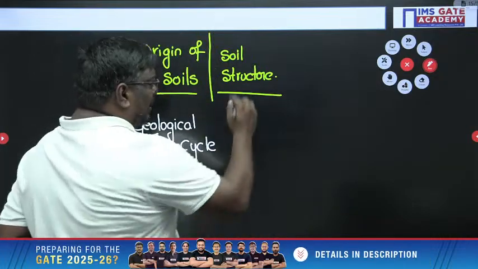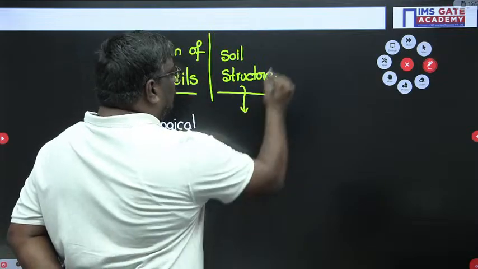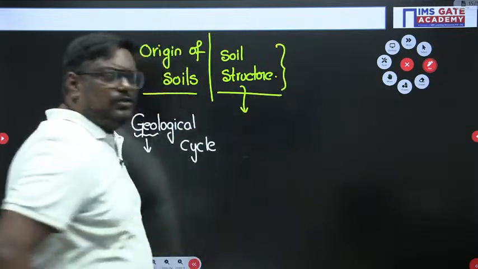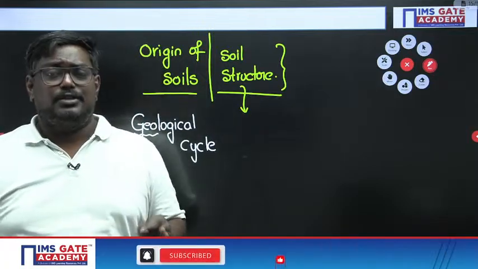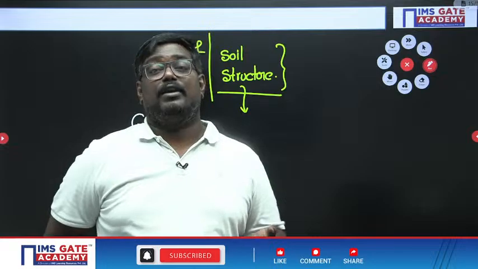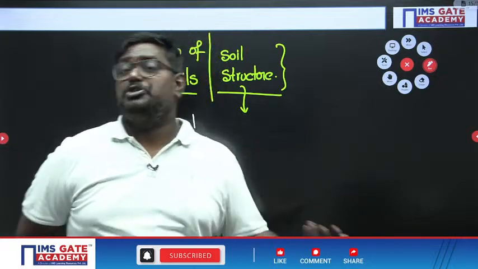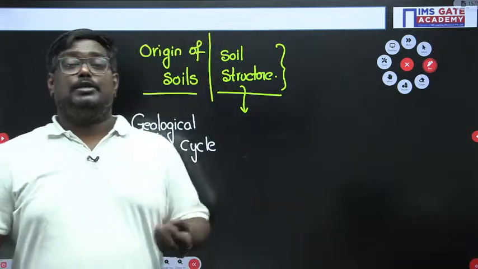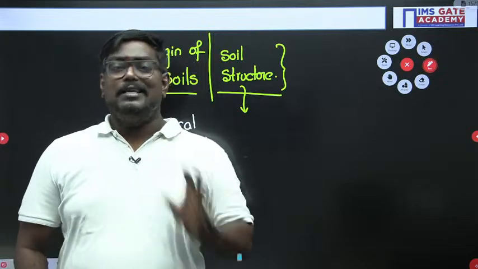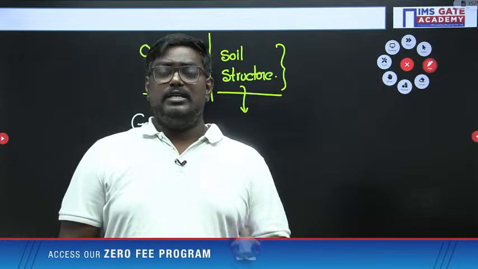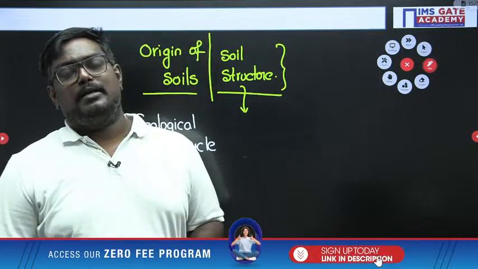Now similarly, when I talk about soil structure, what exactly do you mean by soil structure, students? Sir, based on the soil structure, the bearing capacity can also be affected because it has an indirect effect on shear strength. So soil structure is the geometrical arrangement of soil particles in a soil mass.